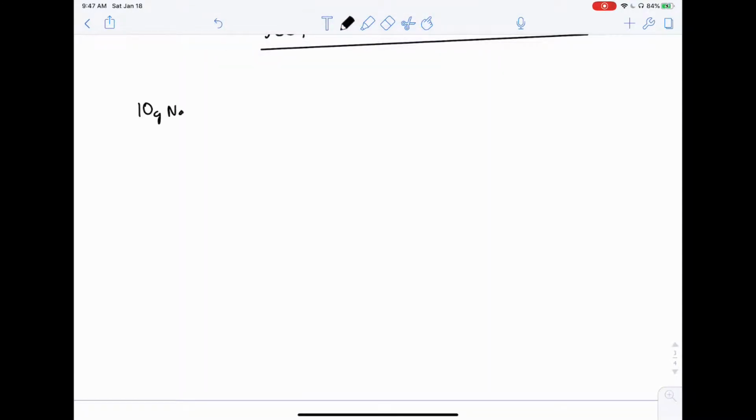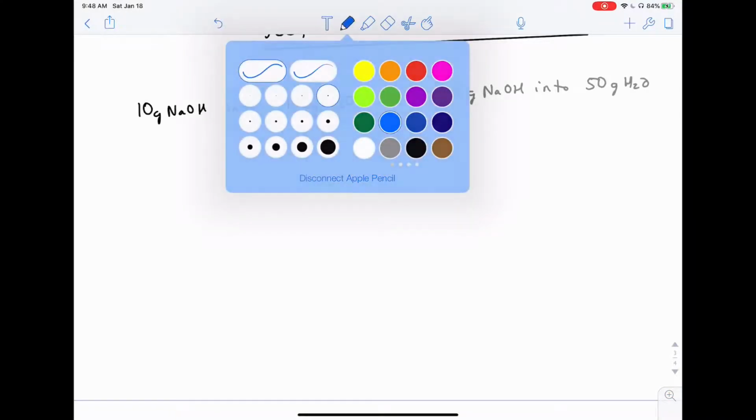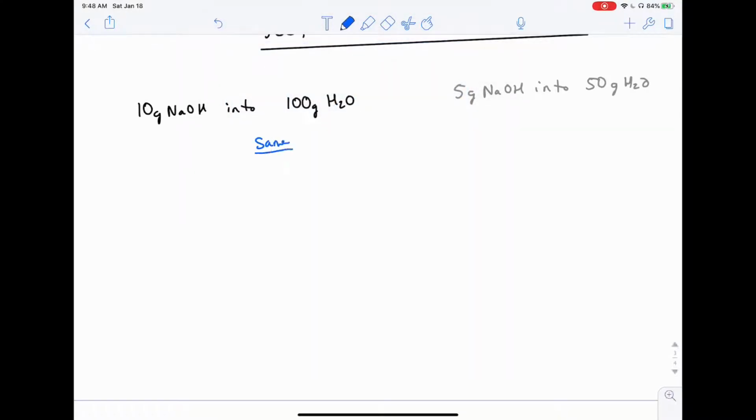10 grams of NaOH into 100 grams of water. 5 grams of NaOH into 50 grams of water.